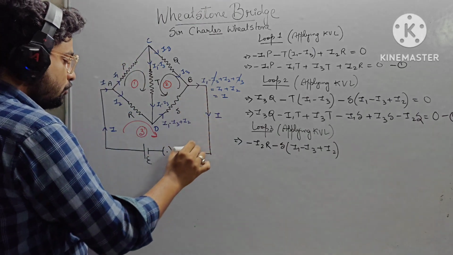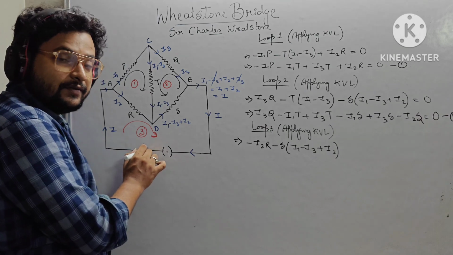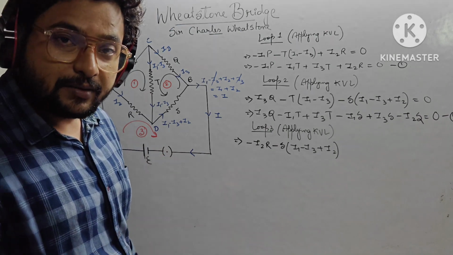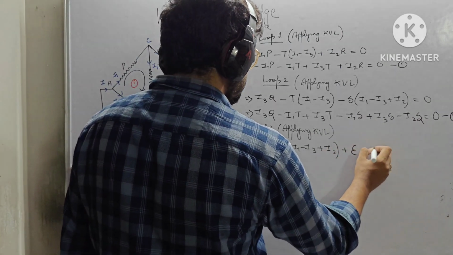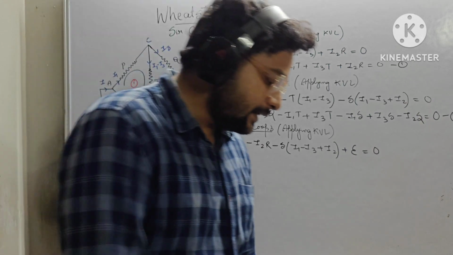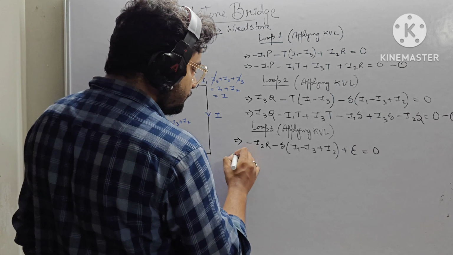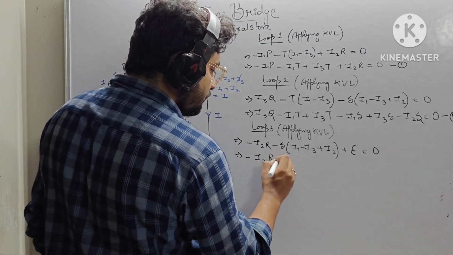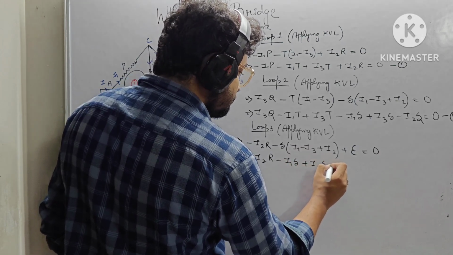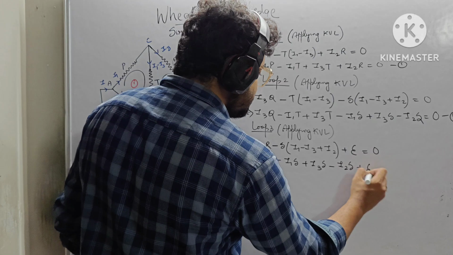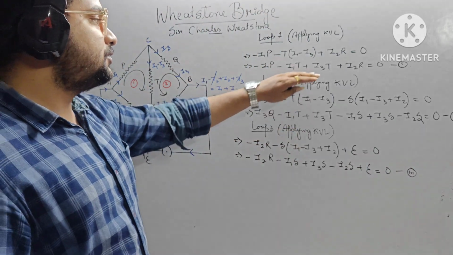Over here you see we are crossing this EMF, this cell, and we are crossing the negative terminal first. I told you if you are crossing the negative terminal first, the EMF will be with plus sign. So plus E equals 0. Now if you want to simplify this, I2R minus I1S plus I3S minus I2S plus E equals 0. So this is your equation 3. These are your 3 equations.